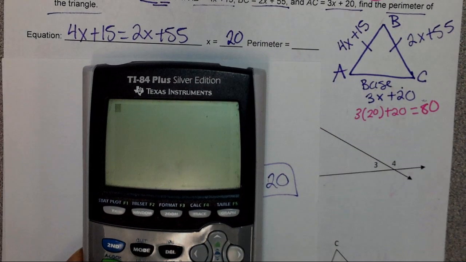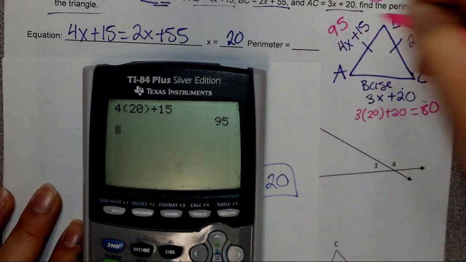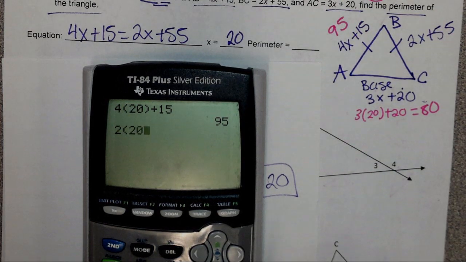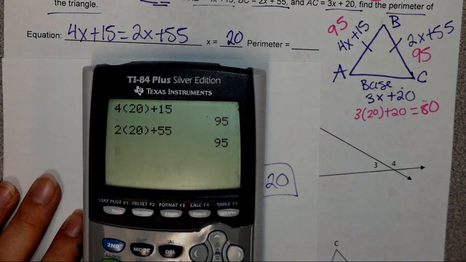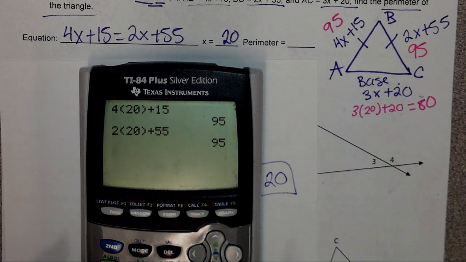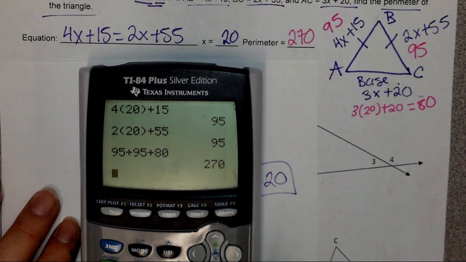I'm just going to show you on my calculator here. 4 times 20 plus 15 gives us that this side is 95. 2 times 20 plus 55 gives us that side is 95. So the perimeter, 95 plus 80, that's 270.